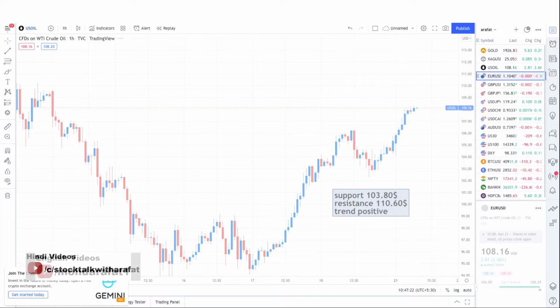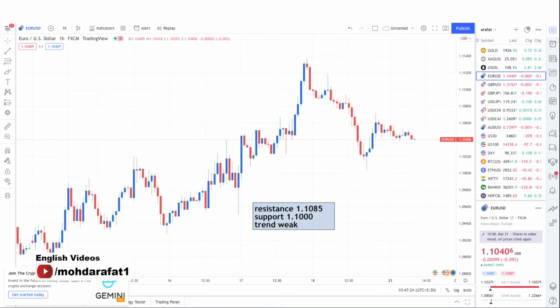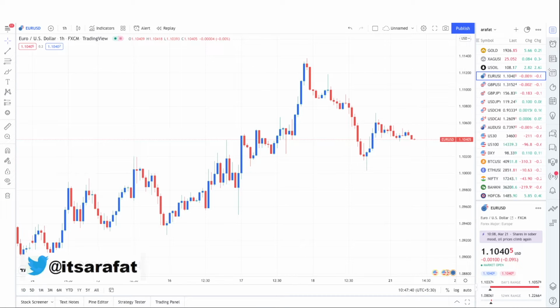First, we will see euro. These are the levels from last week, so I'll just remove them. Euro had a good week last week. It finally tested above 1100, then crashed back to test around 1000 once again. Finally, it tried to settle above 1050, but now it is trading below 1050. Euro is trading in the weak zone.